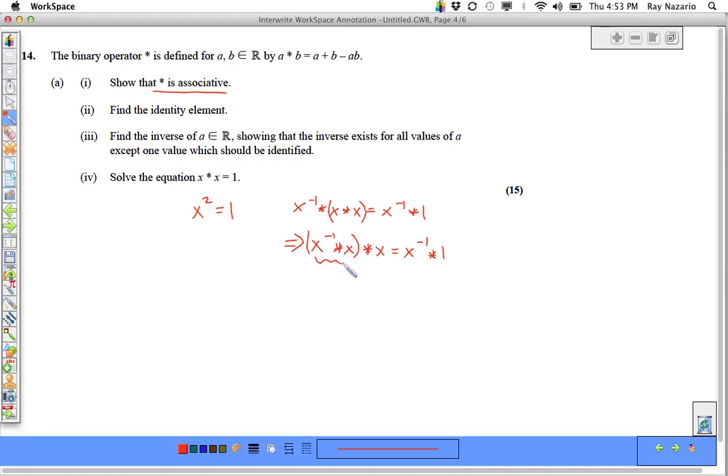So what happens here? This is going to be the identity element, which is 0. So this becomes 0 star x equals x inverse star 1.